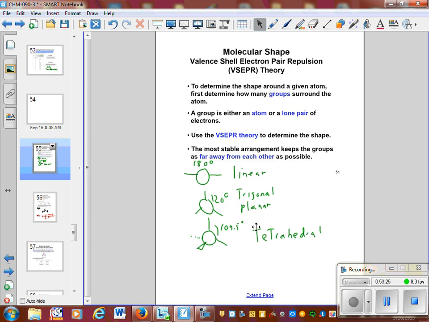What does it go up to? Well, it goes past 4, but we're not going to go past 4. There's a couple more. We're not going to get into octahedral and hexagonal and so on. Let me get rid of this.